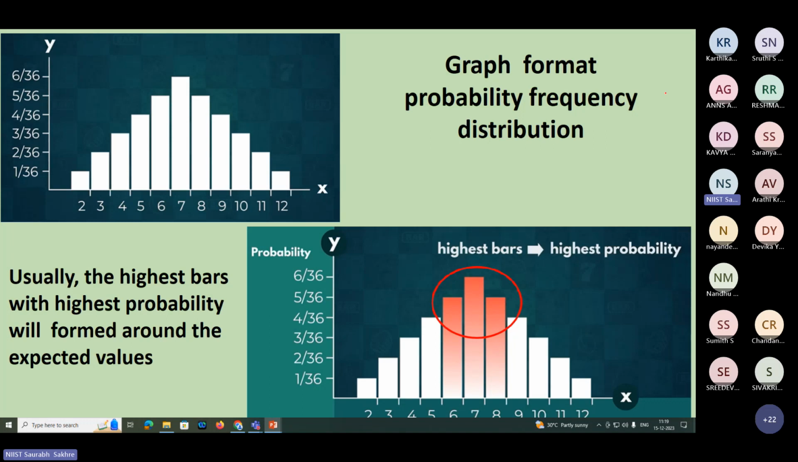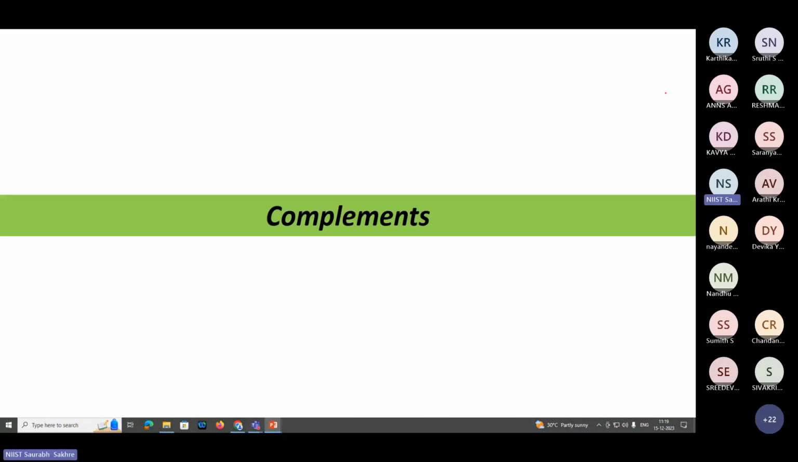Okay, I want to give a predictive range for that particular thing. That's why I am using a probability frequency distribution instead of going for the expected value. Anyway, expected value will always be there, but we will use it differently. Now we will see complements.